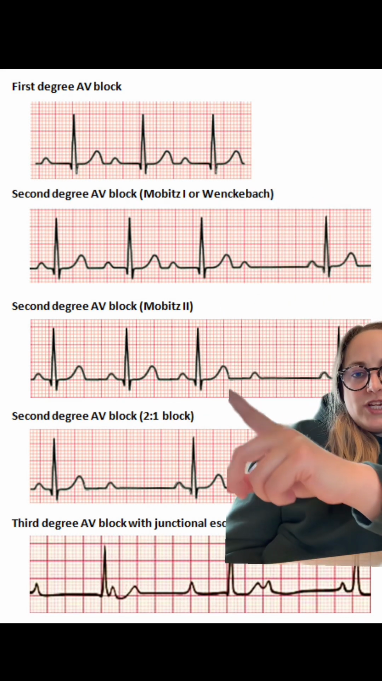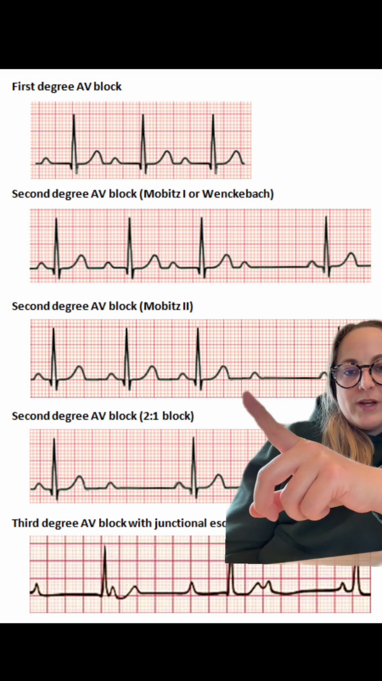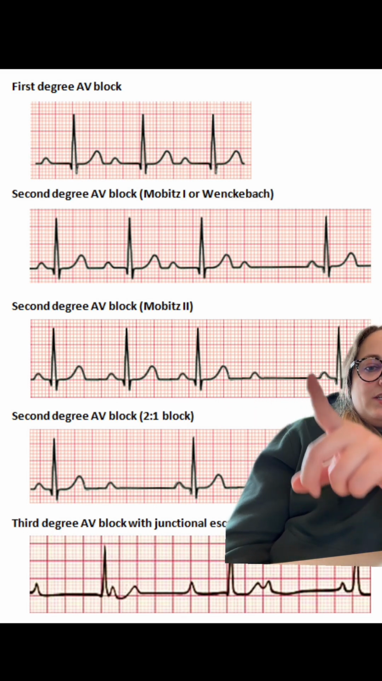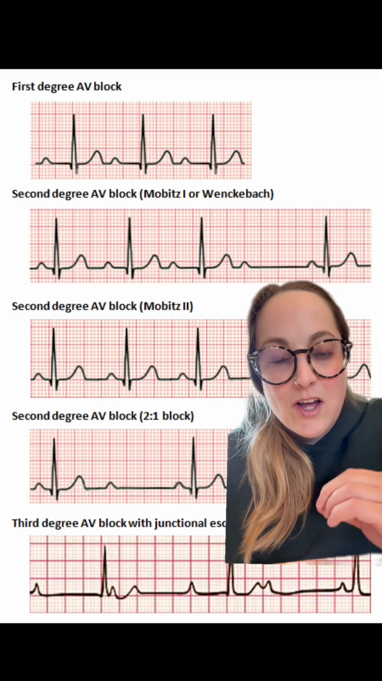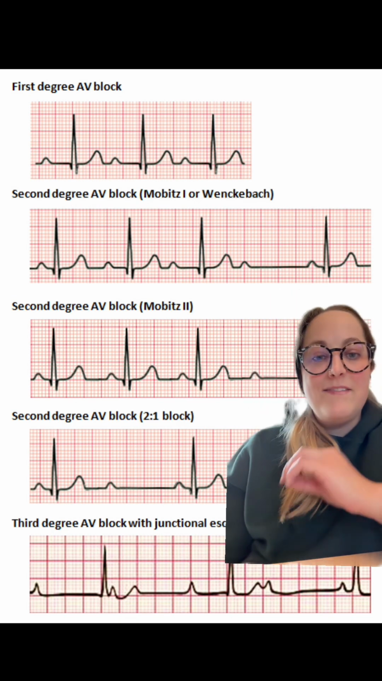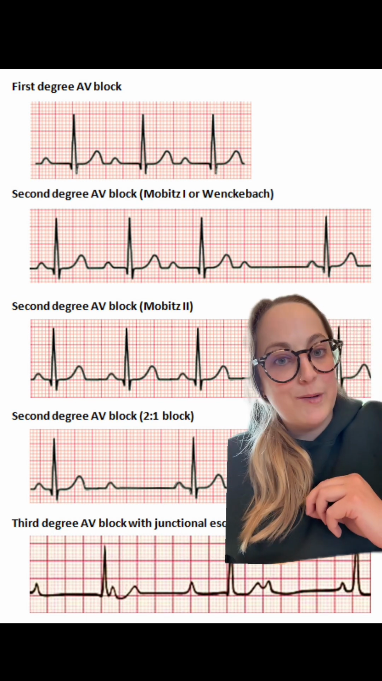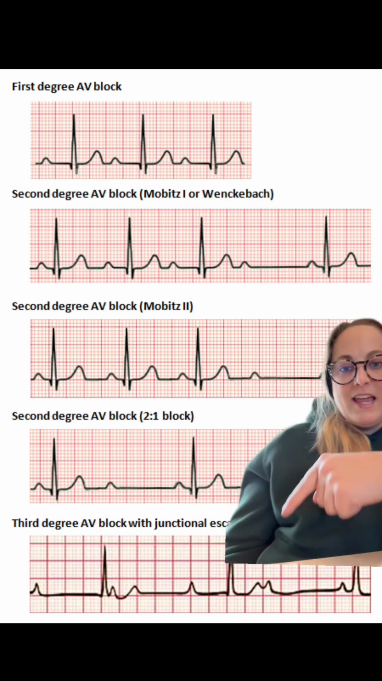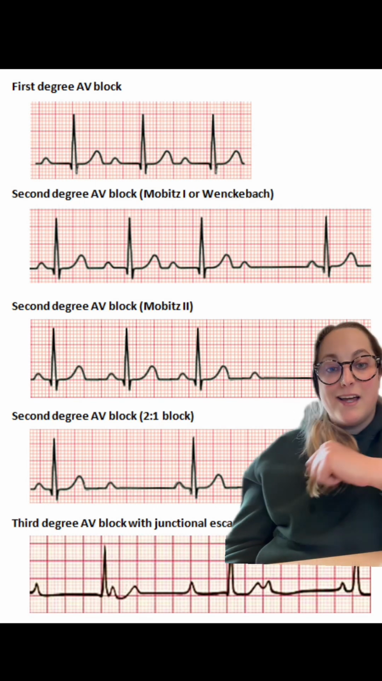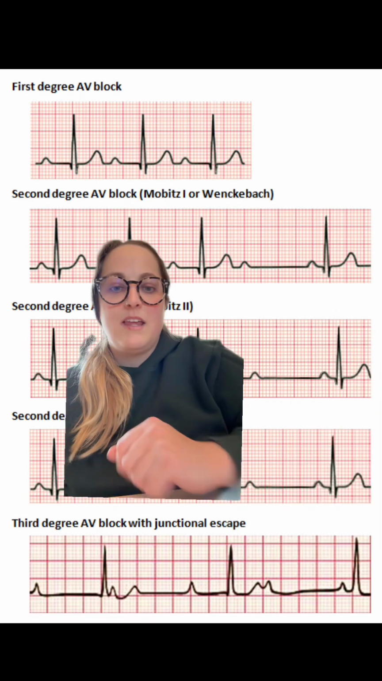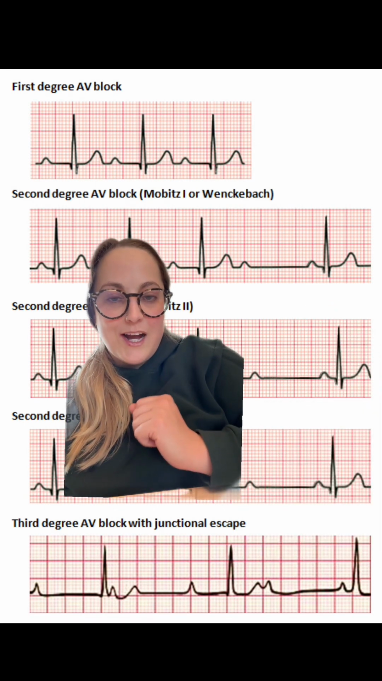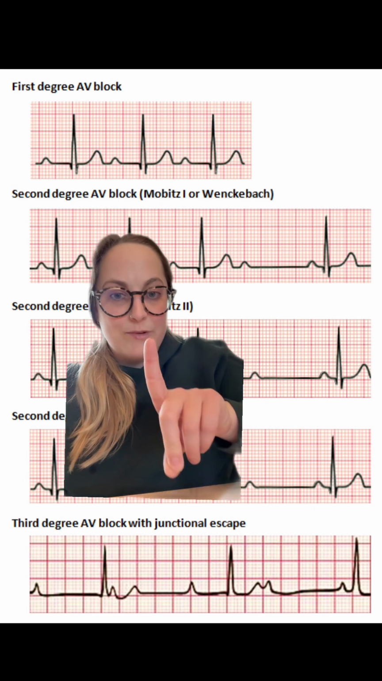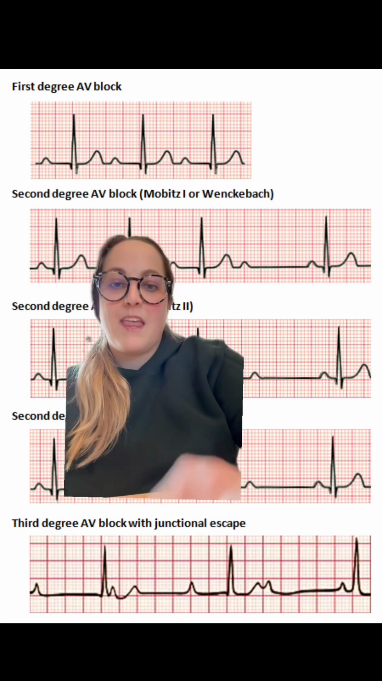If there's no change in your PR interval along your rhythm and you just randomly drop a QRS, that's called a Mobitz 2. If the impulse can't get through, now you have a Mobitz 2. And finally, the most dangerous, a third-degree heart block. You can identify a third-degree heart block because 1, the rate is usually slow.